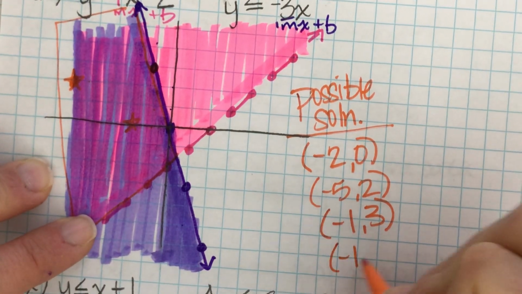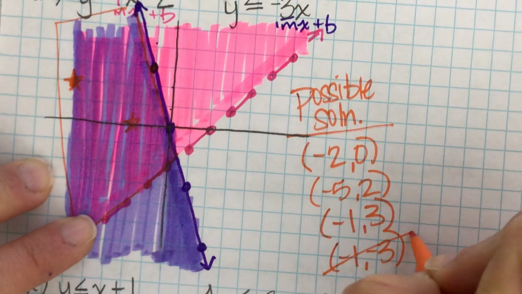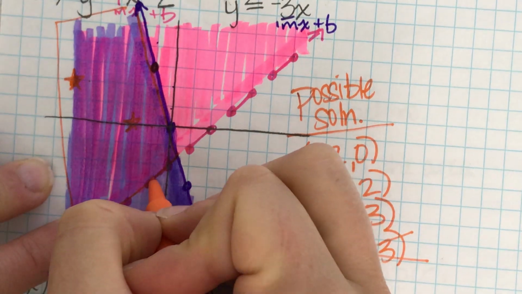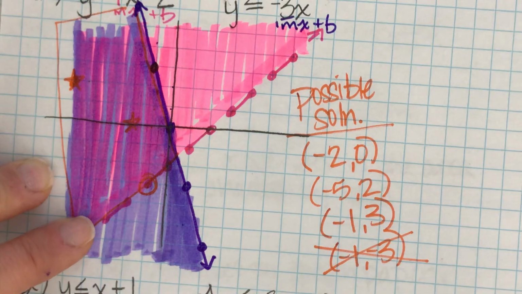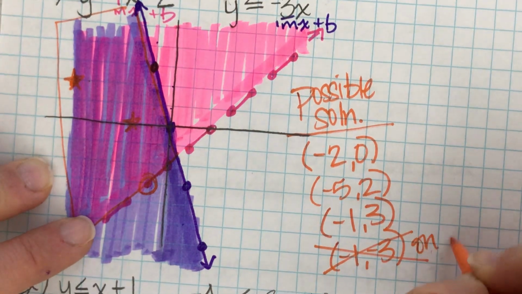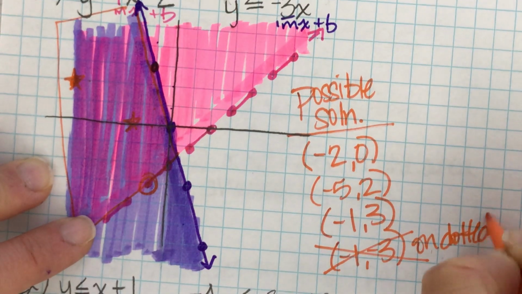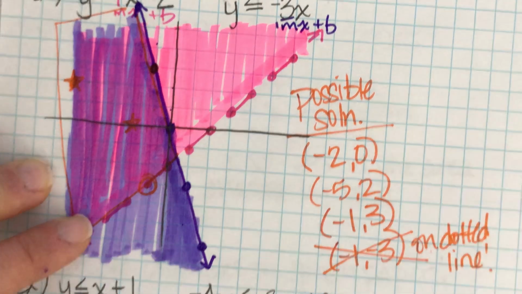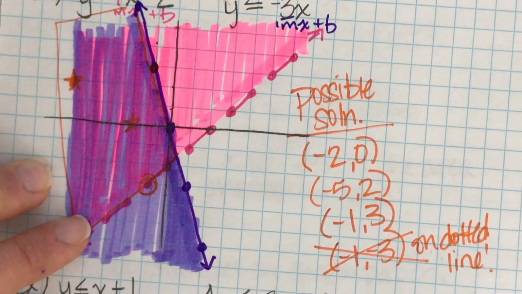I'm going to write it, and then I'm going to cross it out so that I know that that dot right there is actually not a solution because it's on the dotted line. Okay, so it has to be on a solid line if it's on a line. It doesn't work if it's on a dotted line, okay?